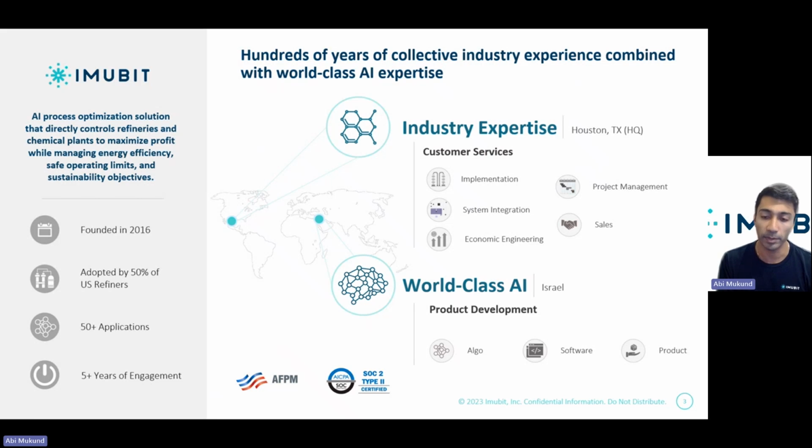Today, over 50% of refiners have adopted our AI models, optimizing their most critical operating strategies. We have over 50 applications across these many different operating strategies at these plants, and some of these models have been engaged for over 5 years now.